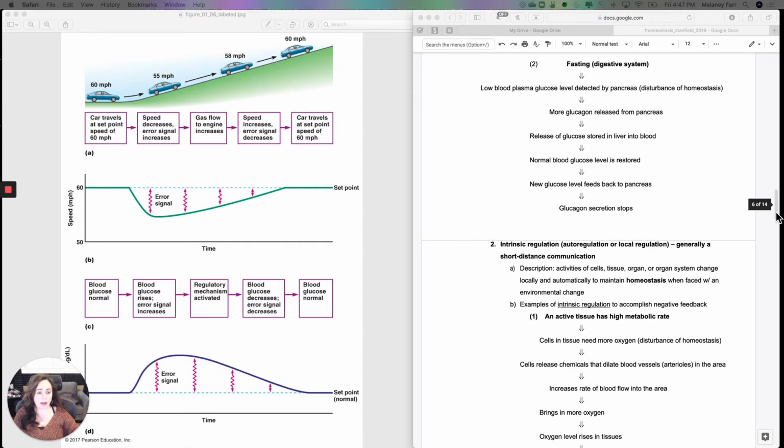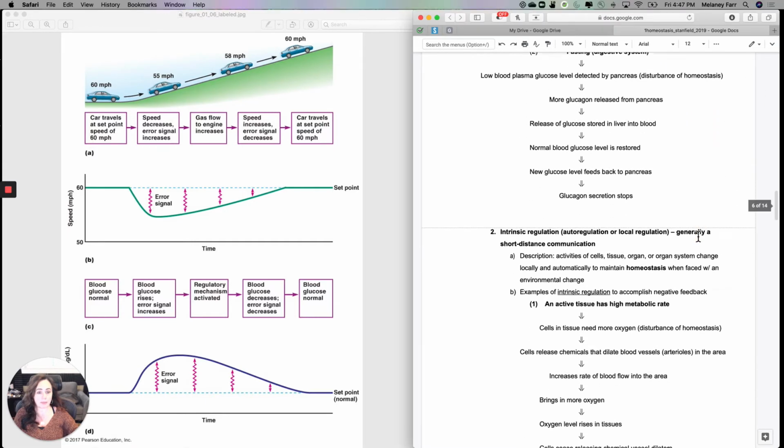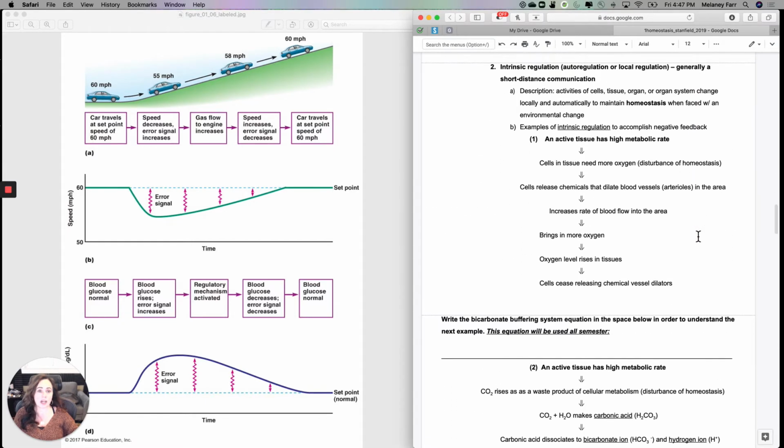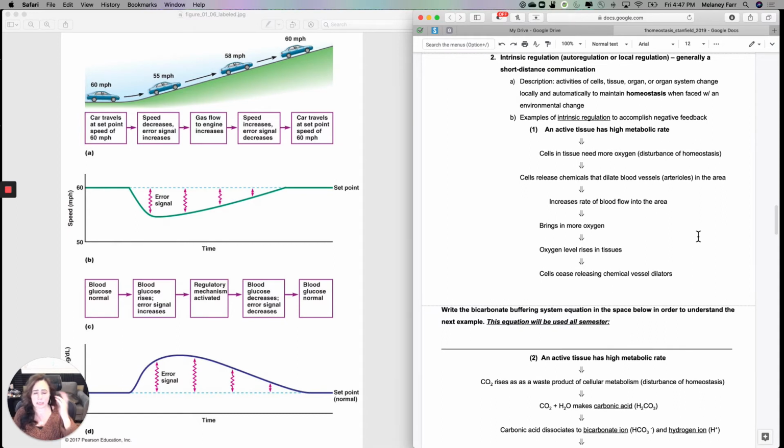Okay, so now let us look at the other type of negative feedback, and this is called intrinsic regulation. Intrinsic regulation is when I have a problem in a tissue, organ, or body system, cells, whatever, and I can handle it in-house. So it tends to be shorter distance, and I don't need to use the endocrine system, and I don't need to use the nervous system to do this.